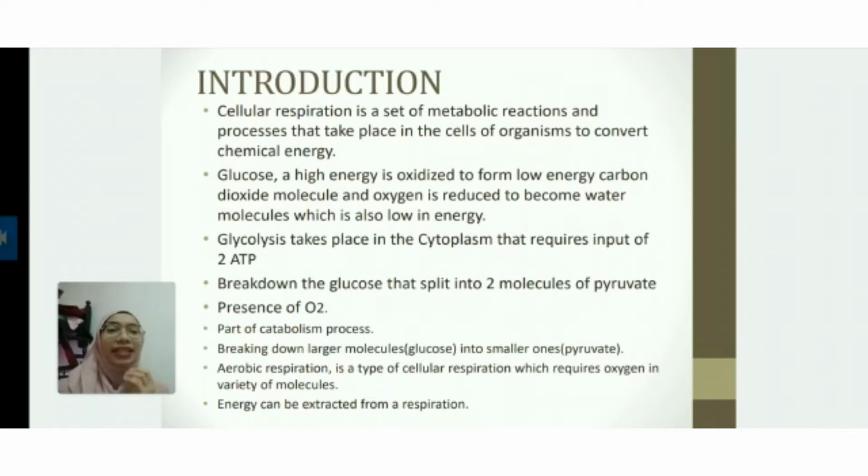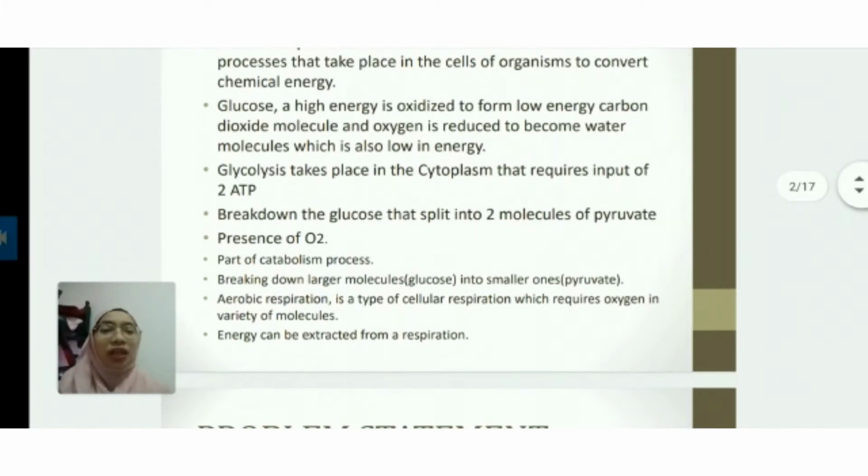Glycolysis takes place in the cytoplasm and requires input of 2 ATP. It breaks down the glucose, which splits into 2 molecules of pyruvate. In the presence of oxygen, it is aerobic respiration. It is part of the catabolism process, breaking down larger molecules, glucose, into smaller ones, that is pyruvate. Aerobic respiration is a type of cellular respiration which requires oxygen. Energy can be extracted from respiration.